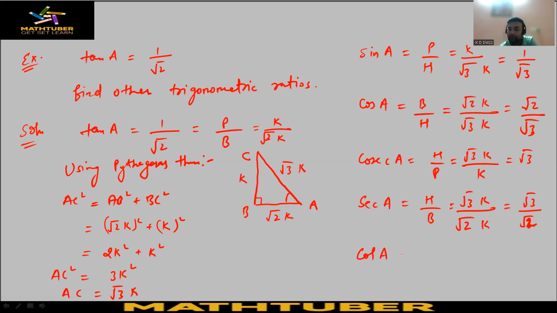And lastly, cot A will be equal to B upon P. Base is root 2K upon perpendicular K, so the answer will be root 2. K will cancel out. So this is how you have to go for the question where you are given one ratio, and you have to find the other trigonometric ratios.